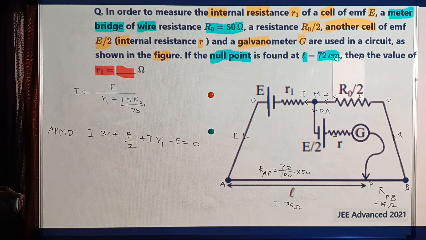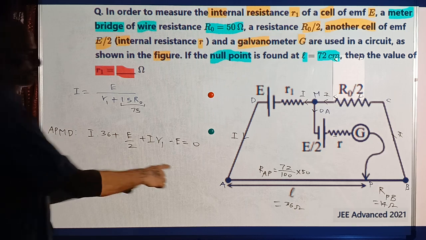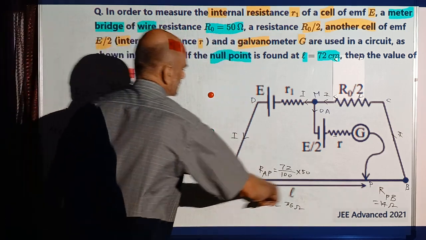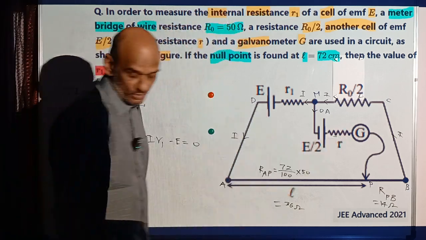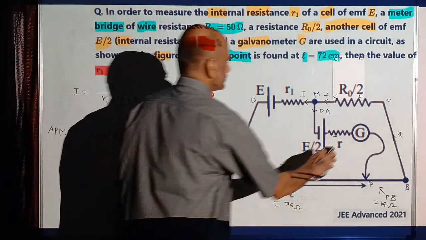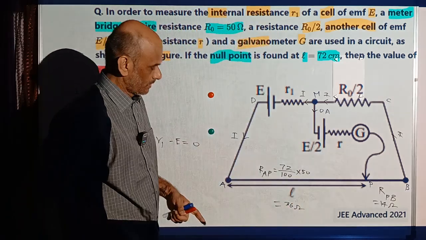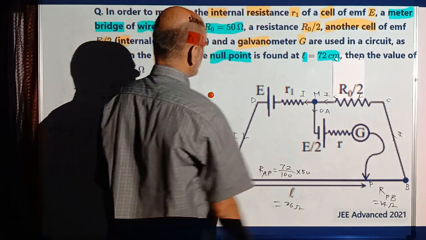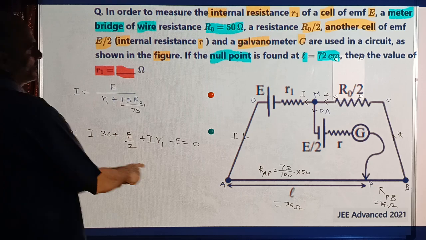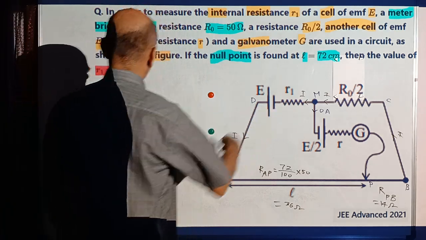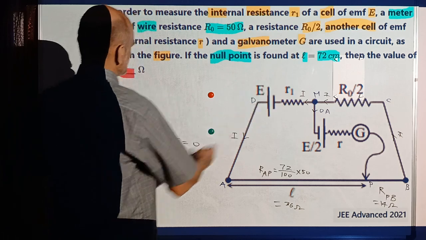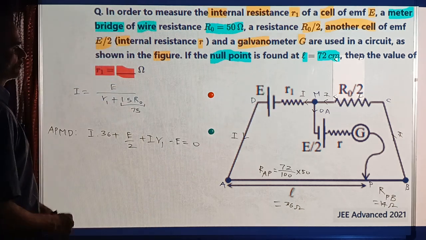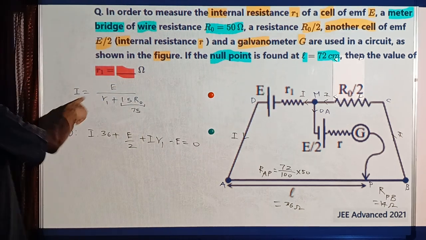KVL is written in the form summation of voltage drops along the closed path is 0. So from A to P there is a voltage drop because along the direction of the current there is a drop in a resistor. Here the drop is 0 because the current is 0. And from this point to this point, there is a drop of E by 2. So plus E by 2. And from here to here, there is a drop of IR1 because along the direction of current, there is a drop. And here is a voltage rise. So we have to put minus E equal to 0. So I in terms of E is there.